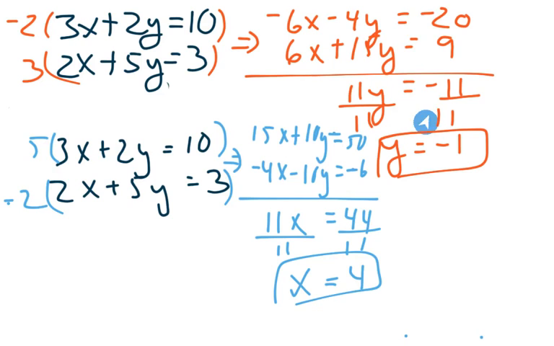Okay, solving this for y, I ended up with y equals negative 1. Okay, so we added going down, we get 11y equals negative 11. Divide both sides by 11, we get y is equal to negative 1.